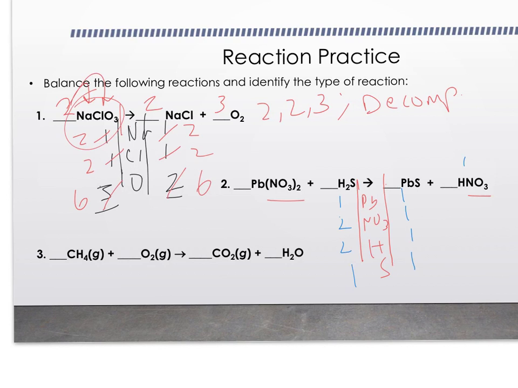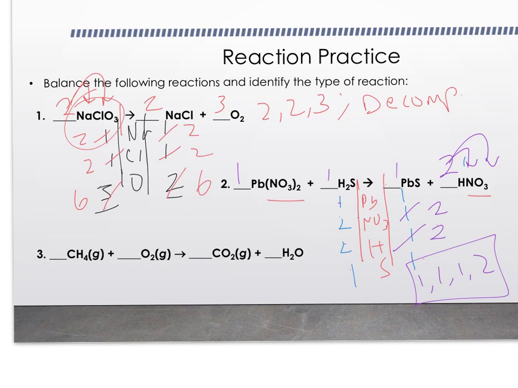So really the only thing that I have to do here is just put a coefficient of 2 in front of my HNO3 so that the 2 multiplies through everything, and then I have a total of 2 hydrogens and 2 nitrates. So everything should be balanced: 1 and 1 Pb, 2 and 2 NO3s, 2 and 2 hydrogens, and then 1 and 1 sulfur. So anything that's not written with a coefficient is an understood number 1. So this number 2 reaction, my coefficients are a 1 to 1 to 1 to 2 ratio.